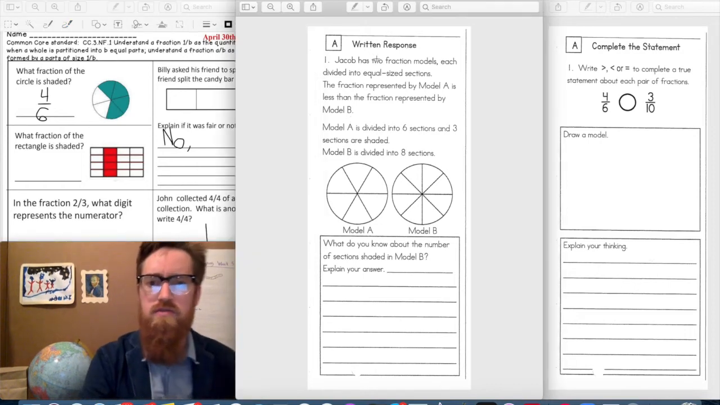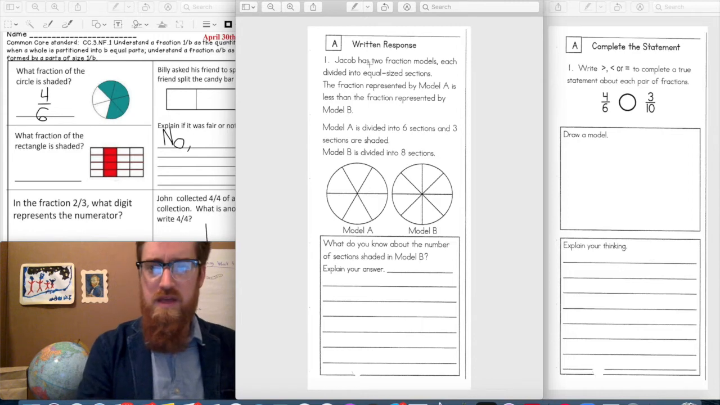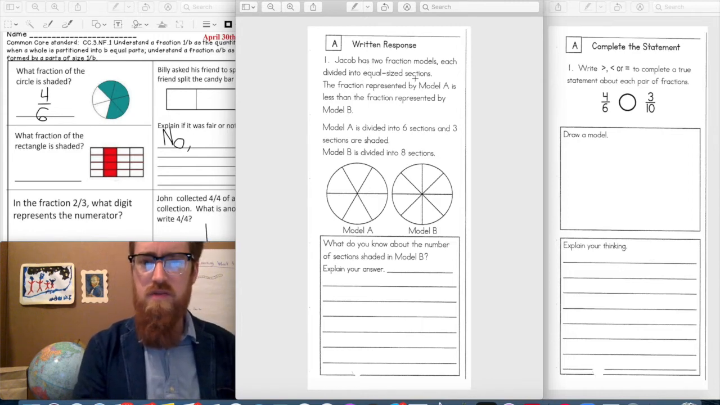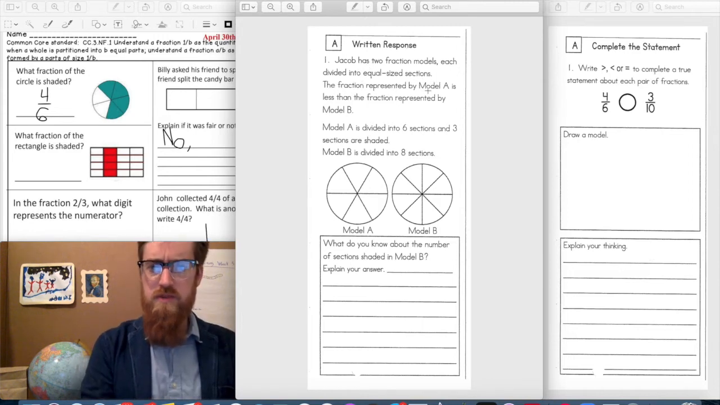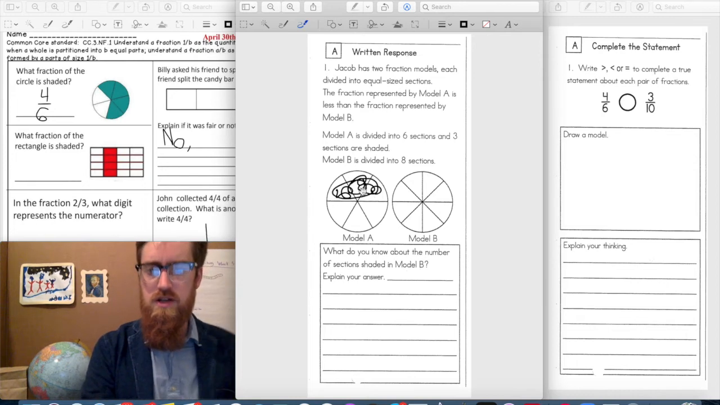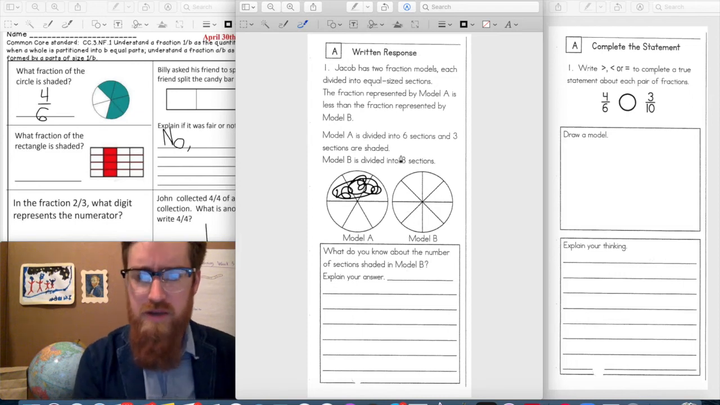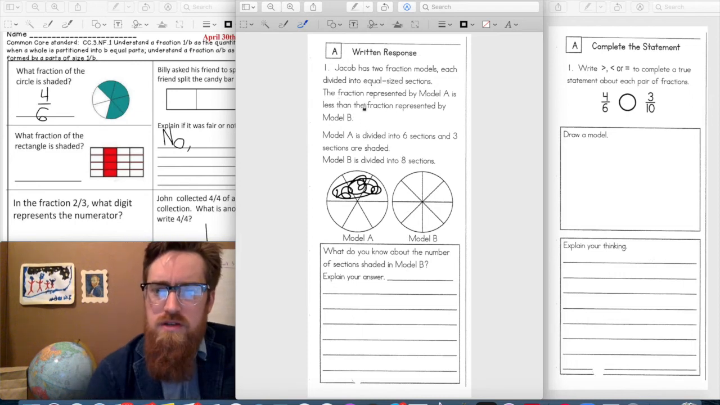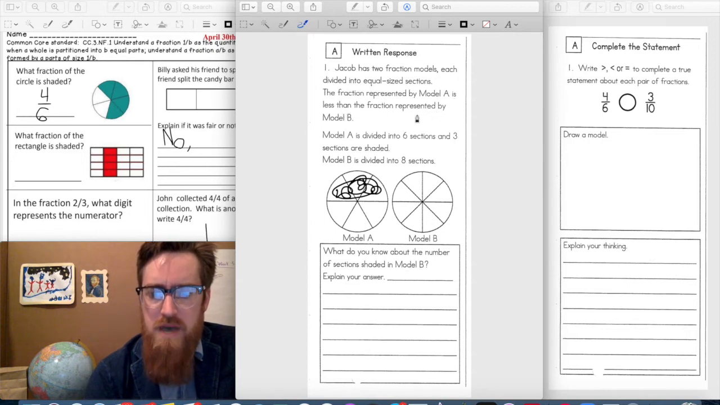This one is comparing fractions. Jacob has 2 fraction models, each divided into equal-sized sections. The fraction represented by model A is less than the fraction represented by model B. Model A is divided into 6 sections, and 3 sections are shaded in. This one's shaded, this one's shaded, this one's shaded. 3 sections are shaded in. Model B is divided into 8 sections. Okay, I need to go back up here and read this again. The fraction represented by model A is less than the fraction represented by model B.